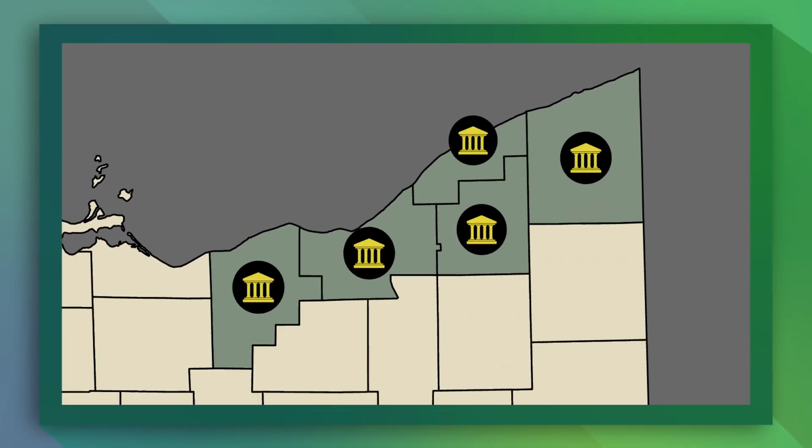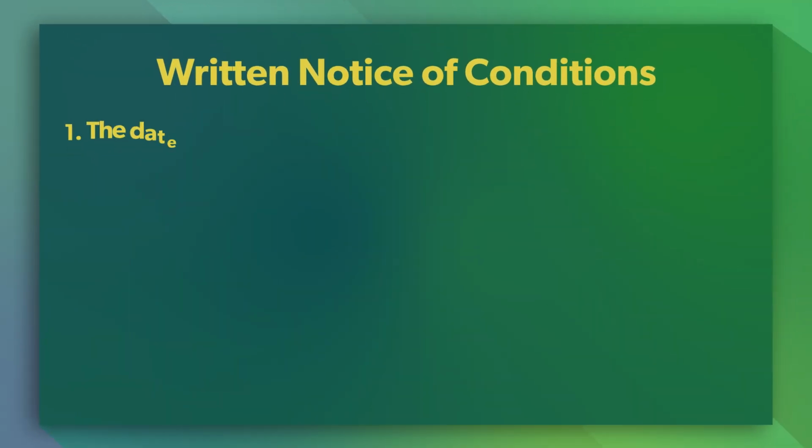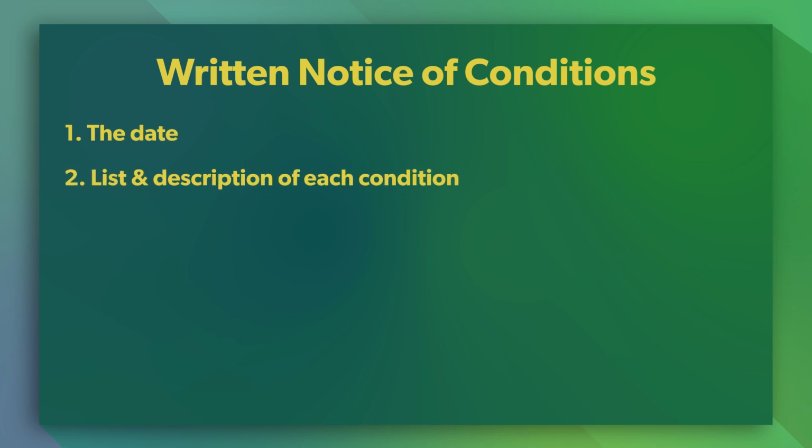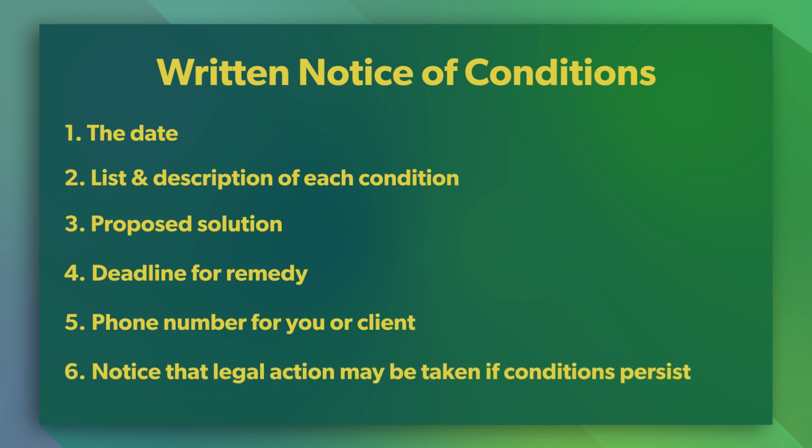Each jurisdiction has slightly different requirements when it comes to rent depositing. Regardless of the jurisdiction, every rent deposit case should begin with a demand to the landlord, putting them on notice of the conditions and giving them a reasonable time to remedy those conditions. Your notice should include the following: the date, the list and description of each condition that needs remedying, the proposed solution, a deadline for remedy, a phone number where you or the client can be reached, and a statement that if the issues persist, legal action may be taken. Make sure you and the client keep a copy for your records.